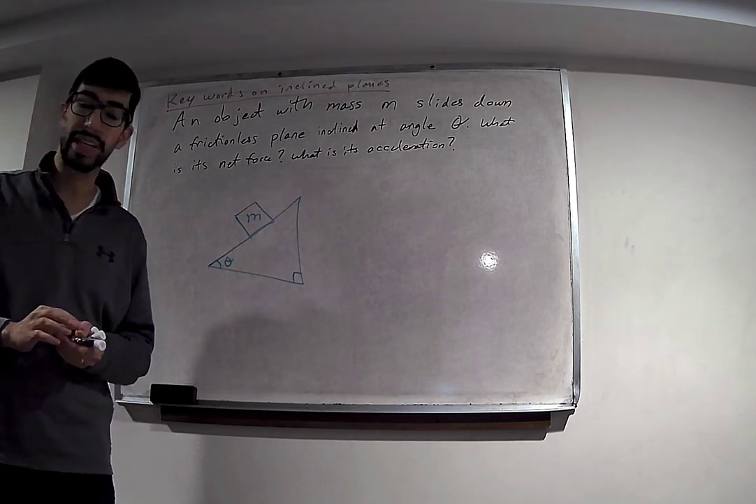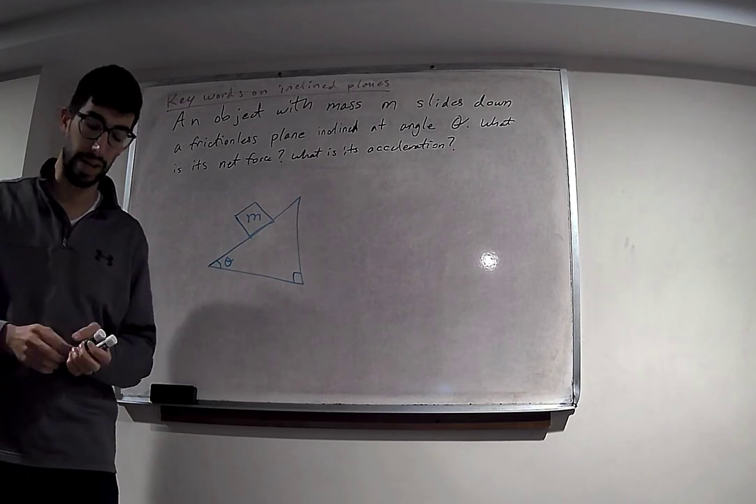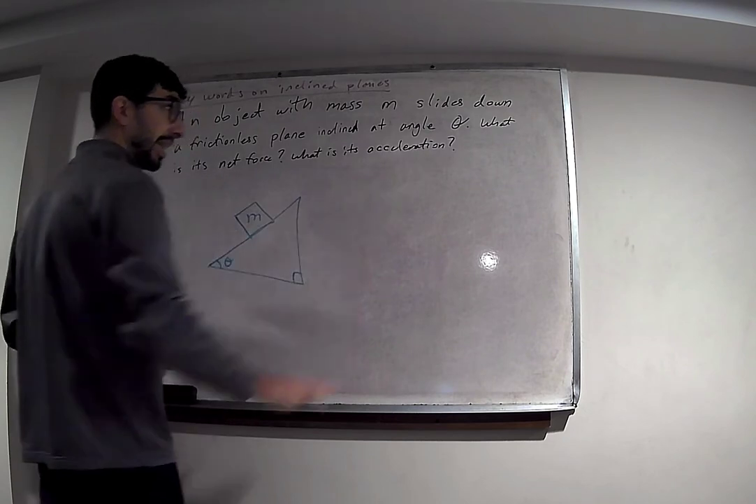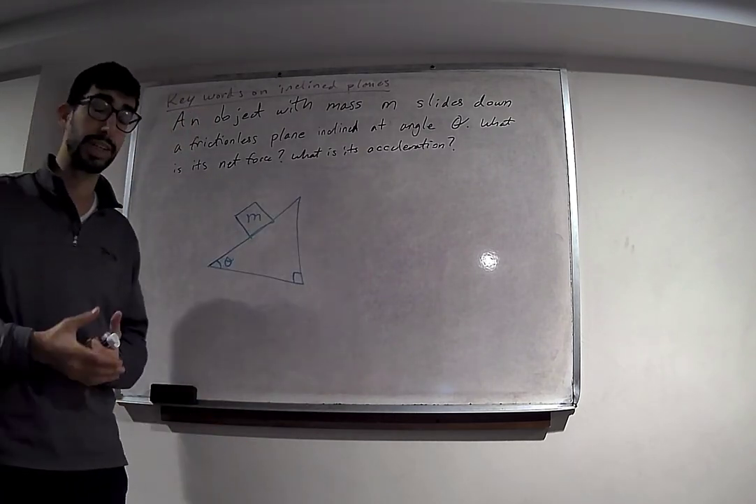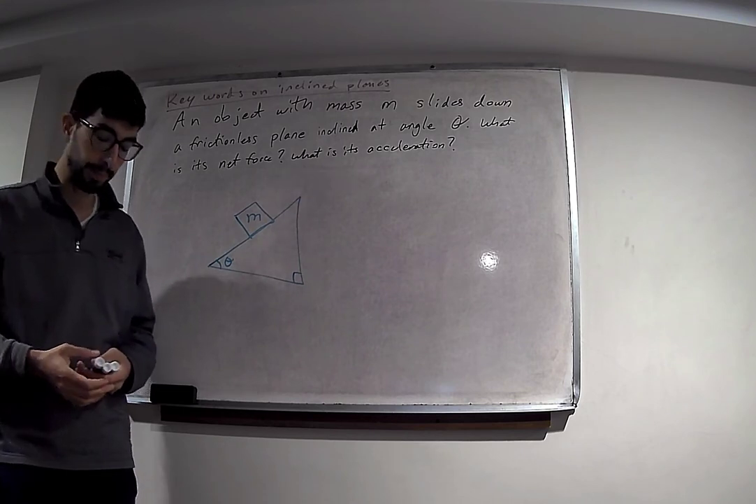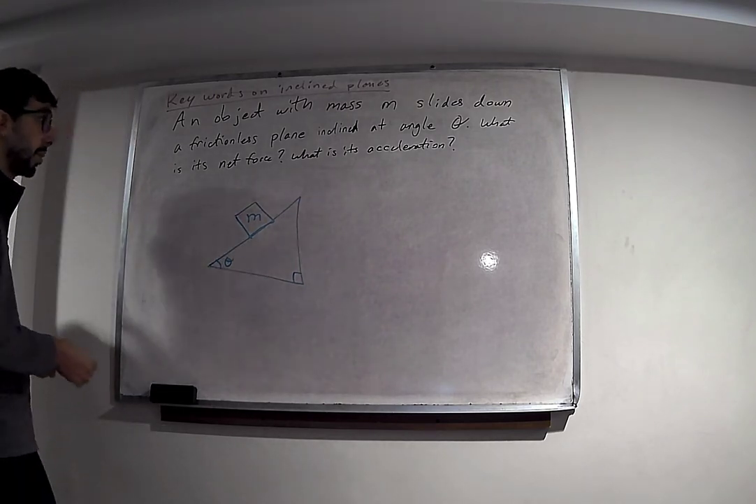I want to look at how the key words in this problem indicate some values to us. I also want to note that I only gave as variables here m and theta. I'm also going to use g for acceleration due to gravity on Earth, but these could be real numbers in a real class problem. Let's take a look at how we'd approach a problem like this.